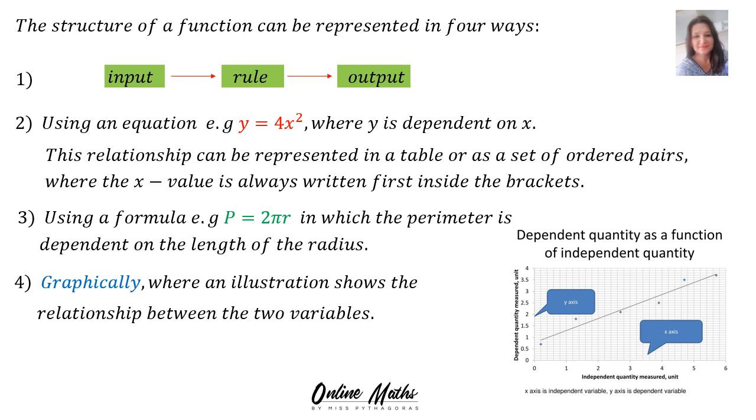And then on the right hand side you will see there's the dependent quantity as a function of the independent quantity. And then on the x-axis you find the independent quantity measured. X-axis is the independent variable and the y-axis is the dependent variable.